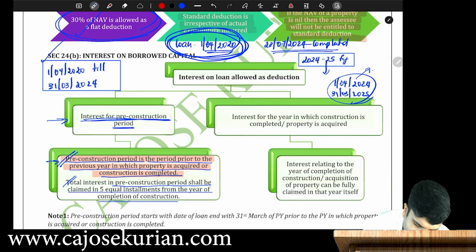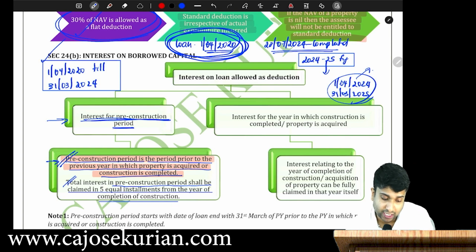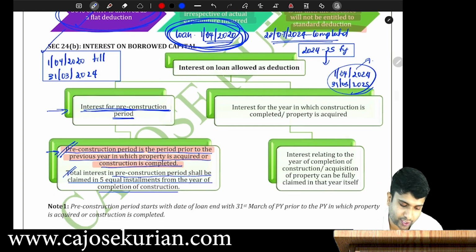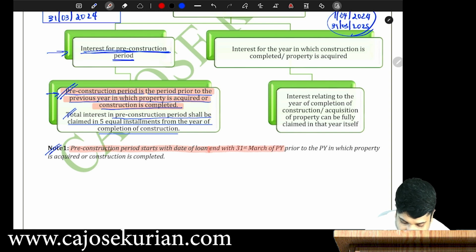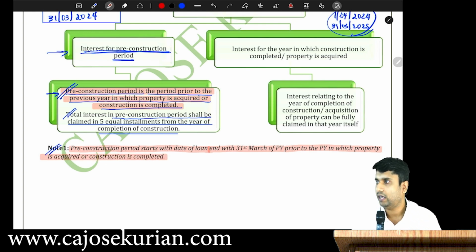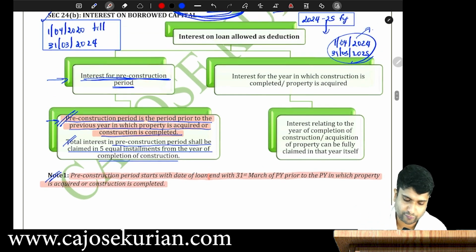So, pre-construction period is the period prior to the previous year in which property is acquired or construction is completed. And there is a note under that. Can you read this note? Pre-construction period starts with the date of launch, ends with 31st March of the PY prior to the PY in which such property is acquired or construction is completed. Are you with me?